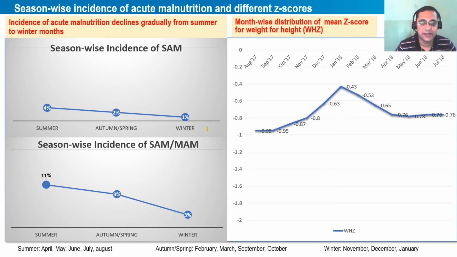Now we collected this study's data for a year, therefore we could analyze the seasonal variation in incidence of SAM. And as has been reported in earlier literature, we also found that the incidence is actually the highest during the summer months. And remember, summer in Bihar includes monsoon months as well, and then slowly came down in the temperate months and was the lowest during the winter. And when we plotted the weight for height z-scores, there also we found that it was actually the highest during January, which is the coldest month in Bihar.